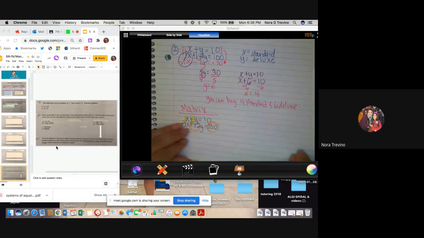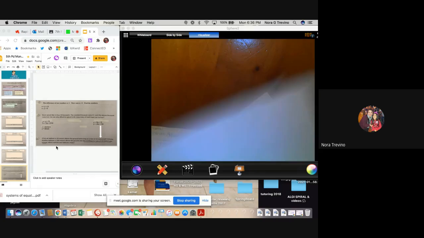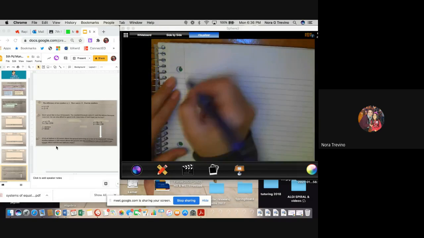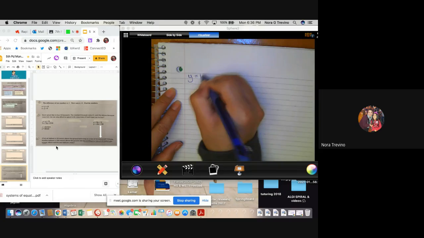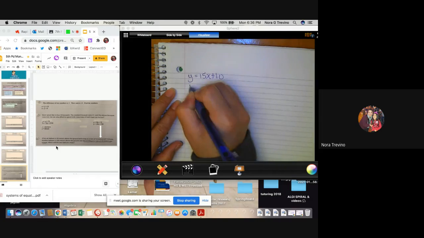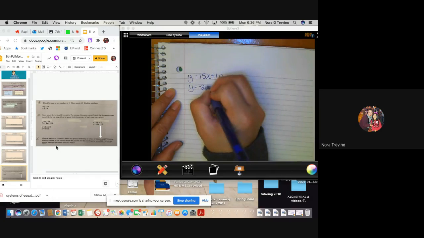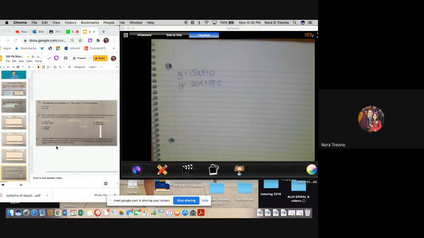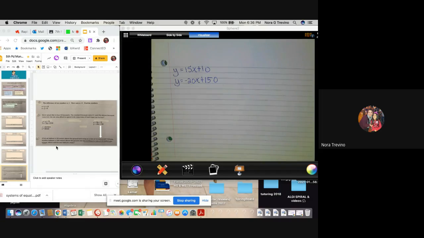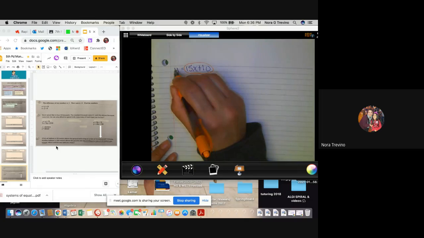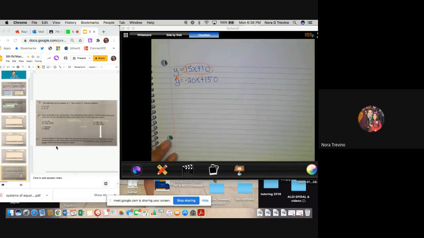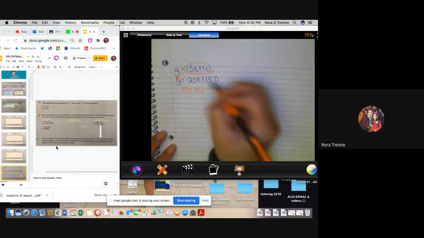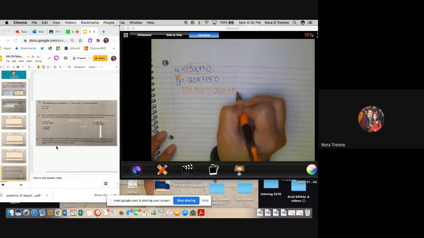The last problem in our slides was about the hot air balloons. The first equation says y equals 15x plus 10, and the other one was y equals negative 20x plus 150. Again, you can solve this by using substitution because all of this is equal to y. So then you can replace the y in the second one. So you can do 15x plus 10 equals negative 20x plus 150.